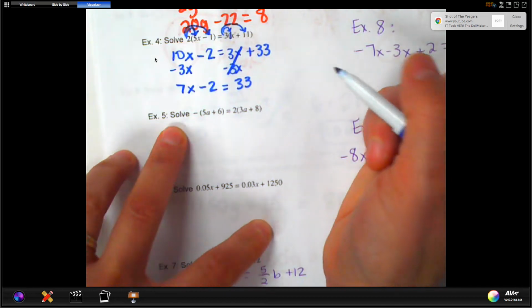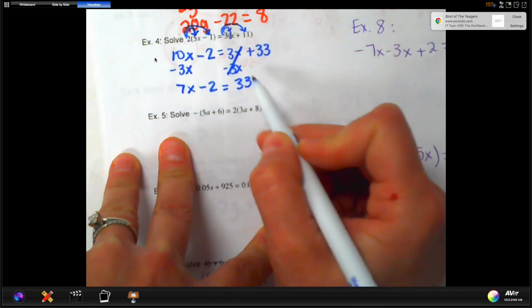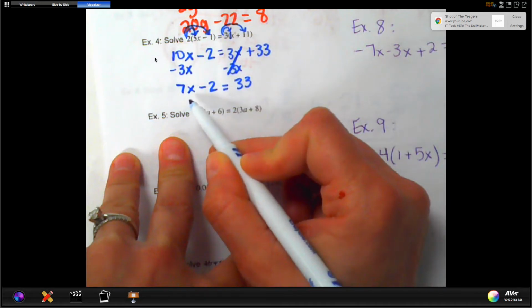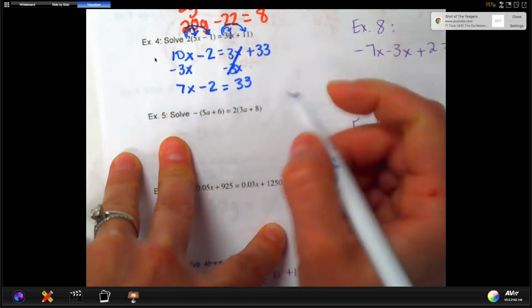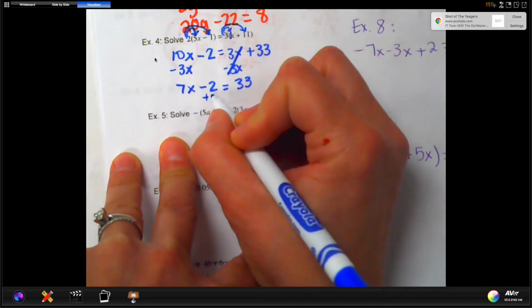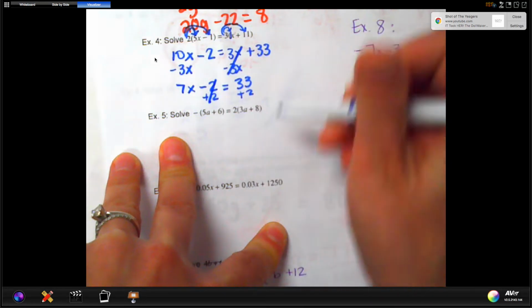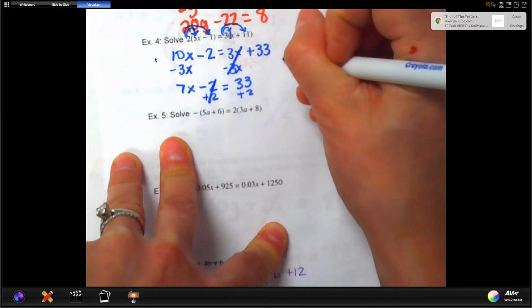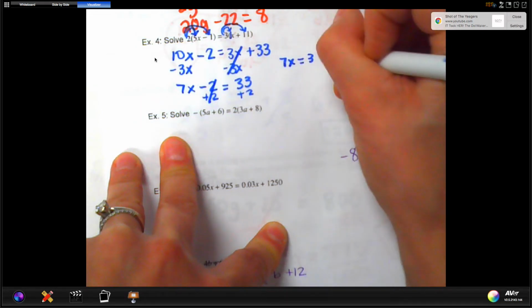Okay? And once you're here, you have 1x over here. So all the numbers got to go to the other side. So since x is on the left, we're going to move everything to the right of the equal sign. So we're going to add 2, because the opposite of minus is add. And again, I ran out of space, so I'm going to write it over here. That gives me 7x equal 33 plus 2 is 35.